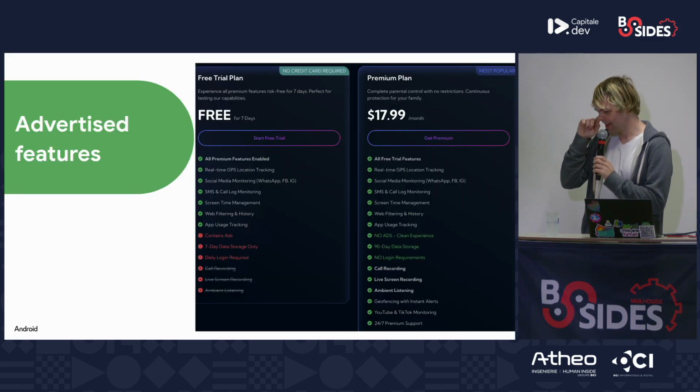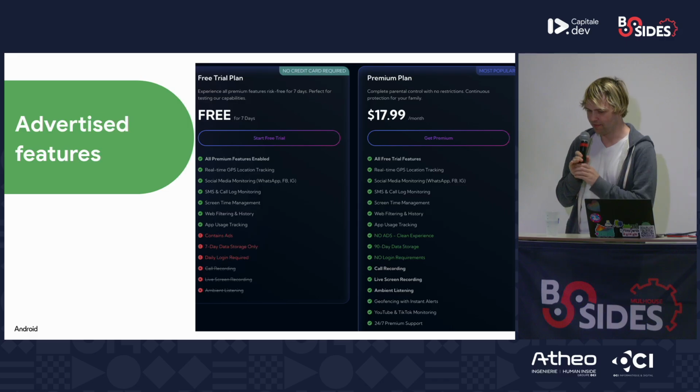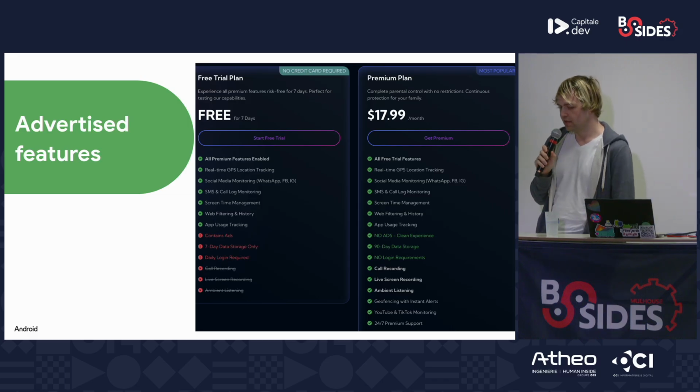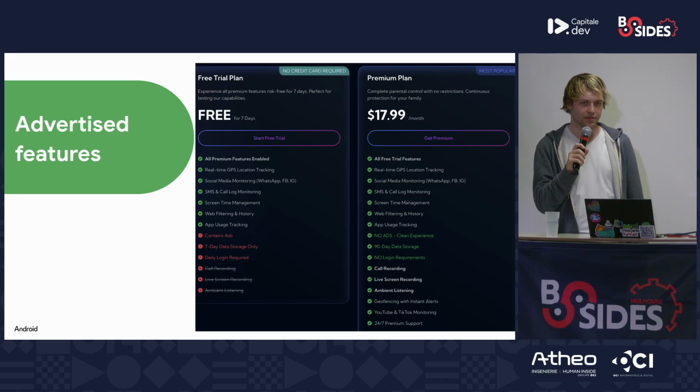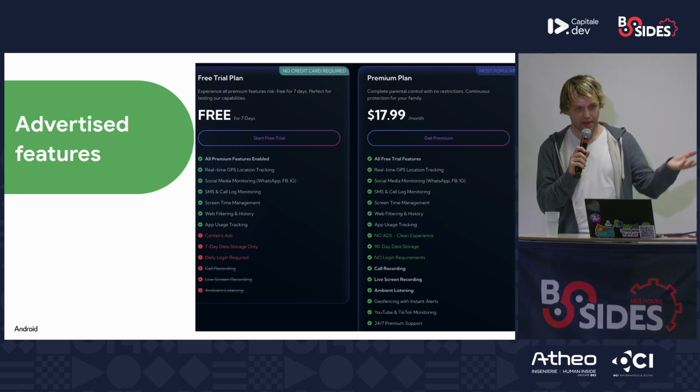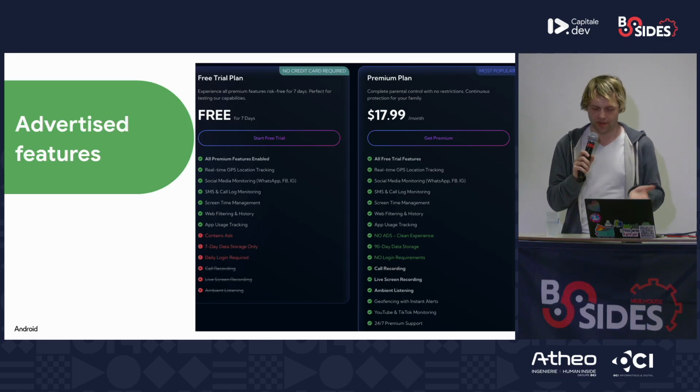So this is one of the examples from one of the apps, and they usually have different tiers. You will have a free version and a paid version, or there will be only a paid version, or there will be a free trial, as you can see here, for 7 days.